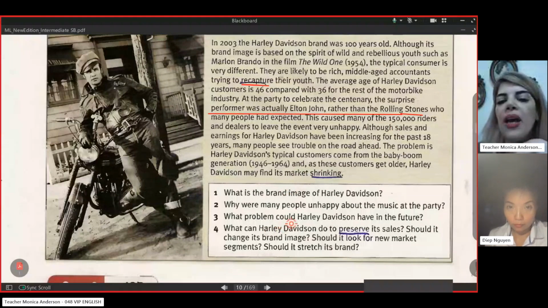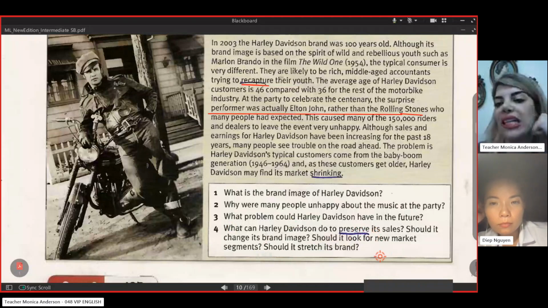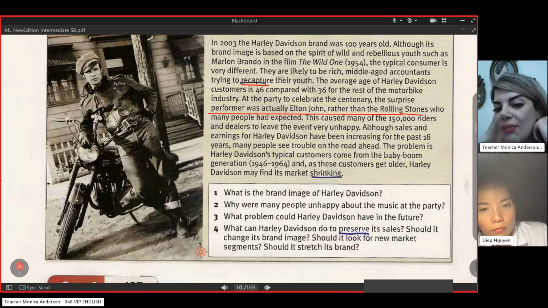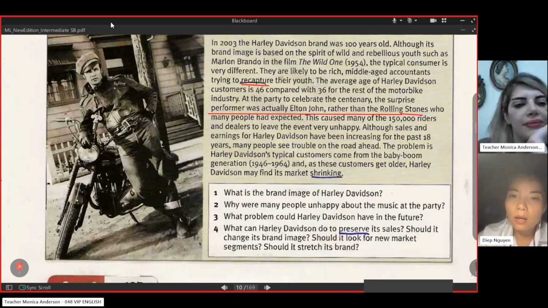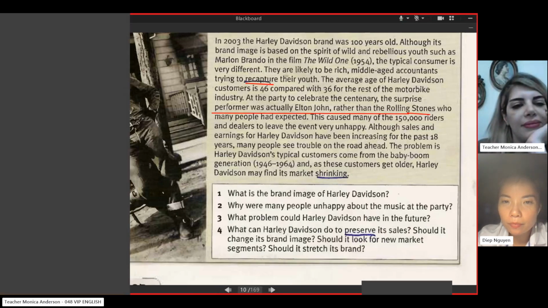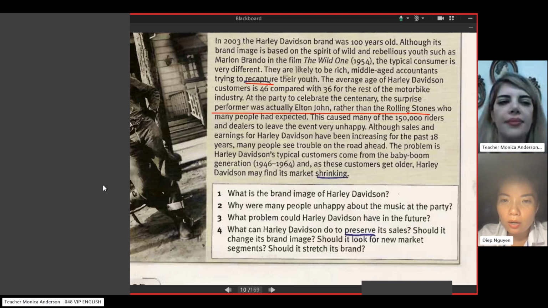Number four: what can Harley-Davidson do to preserve, to save its sales? Should it change its brand image? Should it look for new market segments? Should it stretch its brands? It's your idea, of course. In my opinion, I think they should look for new market segments.